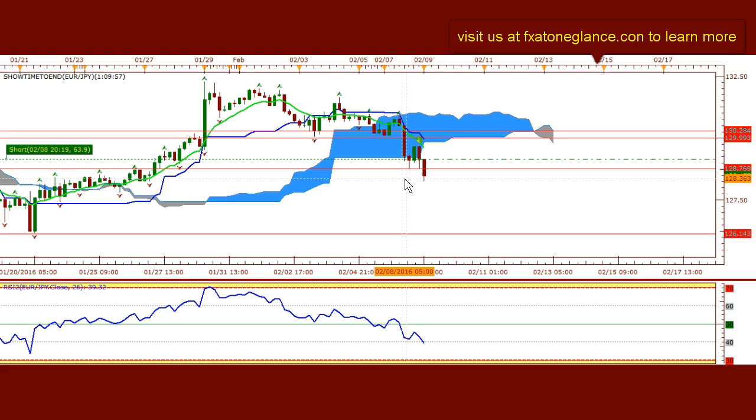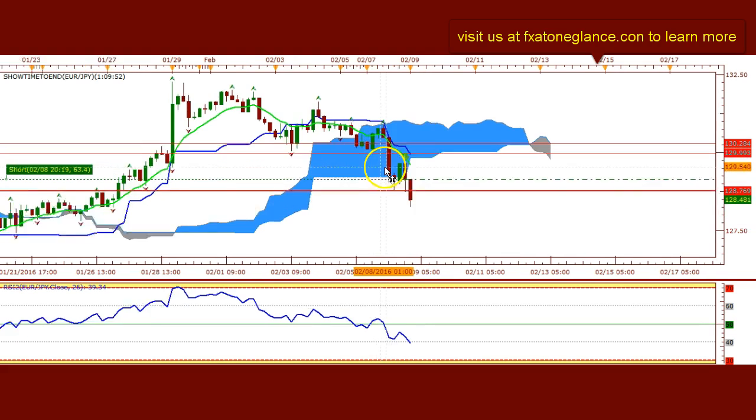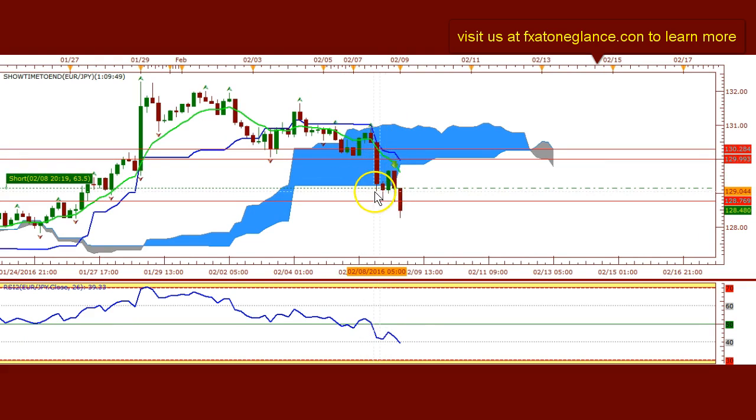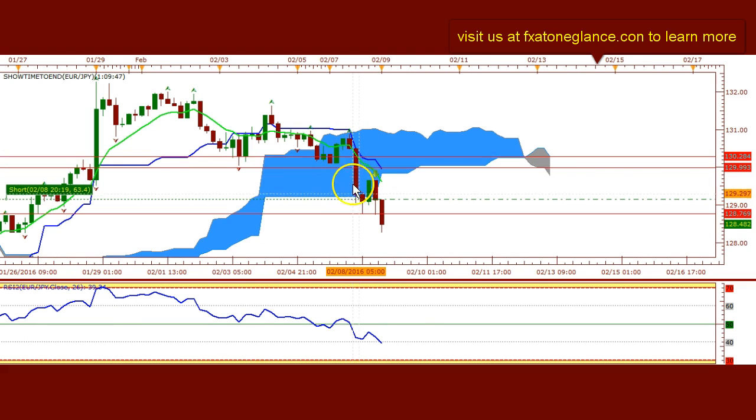But anyway, let's look at this trading opportunity we have here. It's the Euro Yen 4-hour time frame. As you see, we have a Kumo breakout to the downside. Now price dropped down. We had a big strong bearish candle that found support at the bottom of the cloud. We had a TK crossover. Your Tenkan-sen and Kijun-sen crossed over.